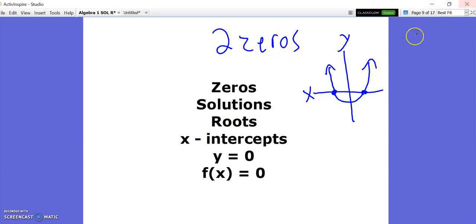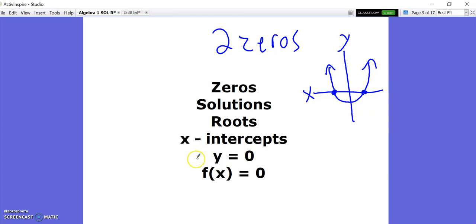If you notice, both of these zeros are on the x-axis, which means their y-coordinates are 0. So a problem could say, find x when y equals 0. That's the same thing as finding the zeros, or the same thing as finding the roots, the same thing as finding x-intercepts.